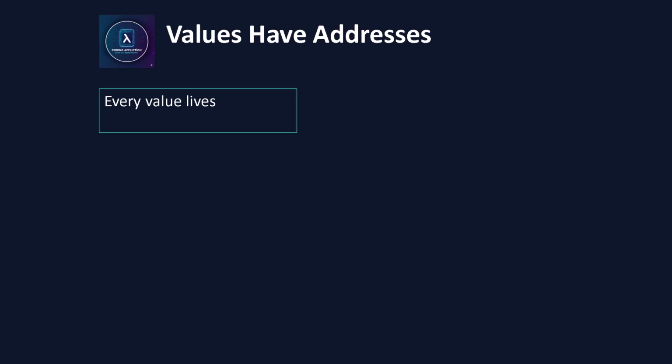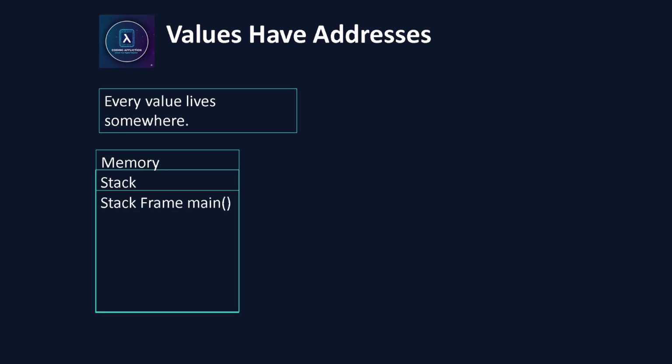Values don't float around your program. If the CPU can read it, it has an address. Two values that look identical can live in completely different places, and changing one doesn't affect the other. Don't confuse value equality with memory identity.